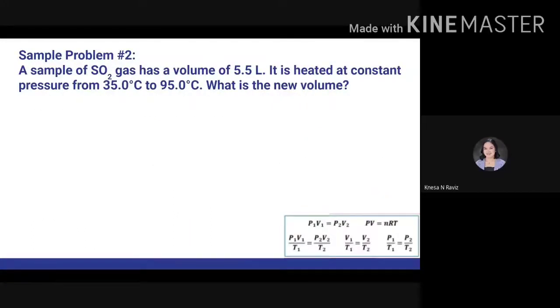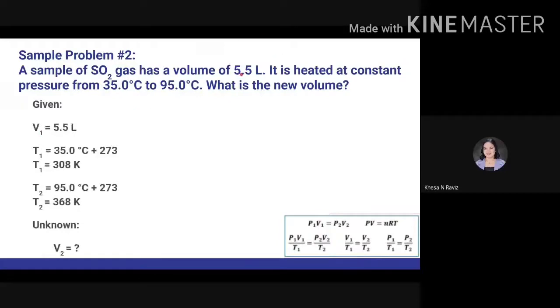Sample problem number 2. A sample of sulfur dioxide gas has a volume of 5.5 liters. It is heated at constant pressure from 35.0 degrees Celsius to 95.0 degrees Celsius. What is the new volume? First thing to do is identify the given. 5.5 liters here is the initial volume. And we see that in the problem, the gas has been heated from this initial temperature of 35.0 degrees Celsius to 95.0 degrees Celsius. So this is our T sub 1 and this is our T sub 2.